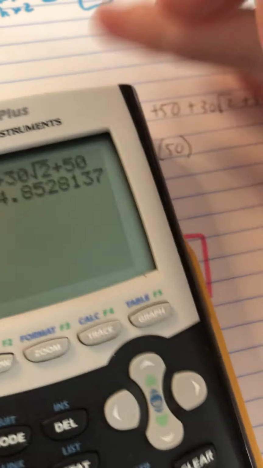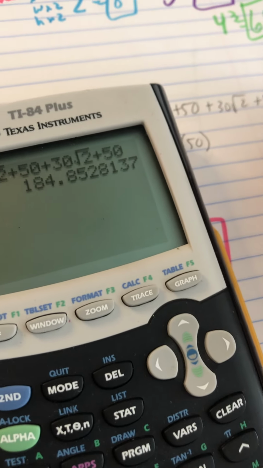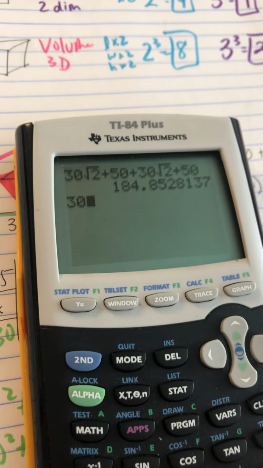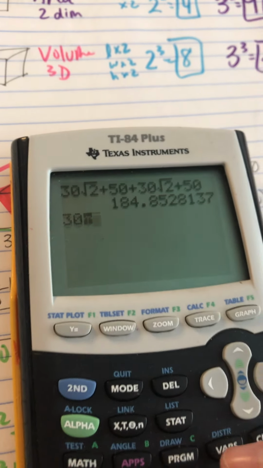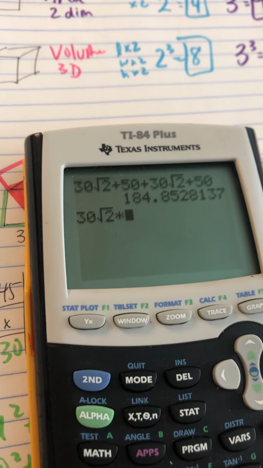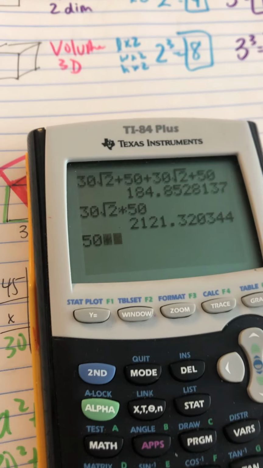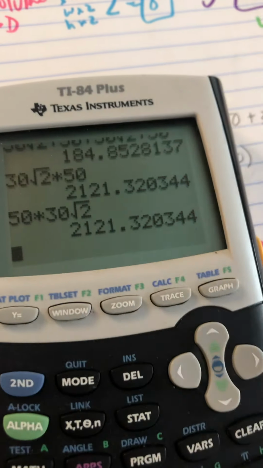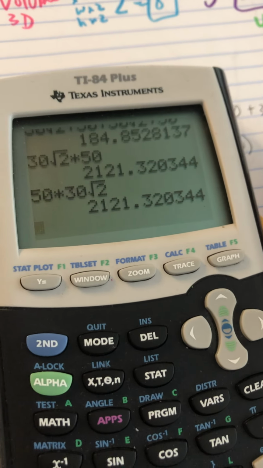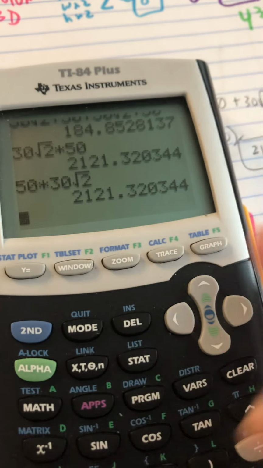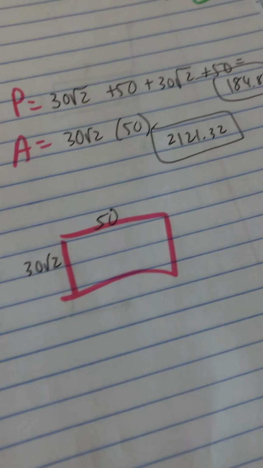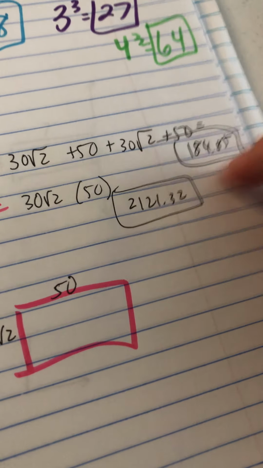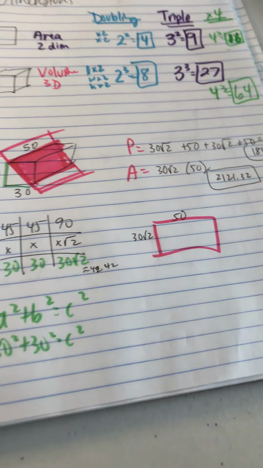So my perimeter would be 184.85. And then my area, times 50, or it might be easier to do 50 times 30 radical 2, whatever. Either way, you're gonna get 2121.32. And again, make sure you're checking to see if they're asking you for tenths or hundredths or thousandths or whatever.